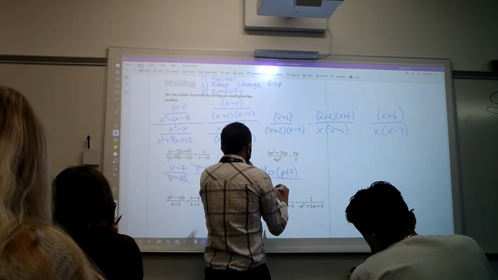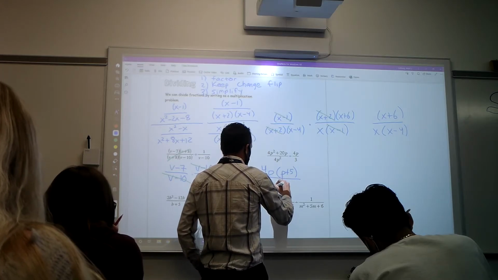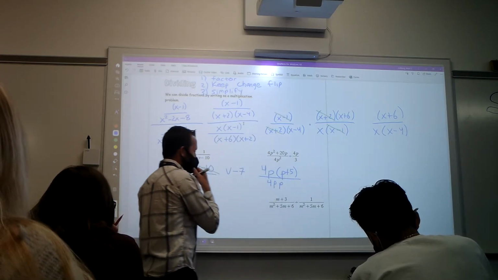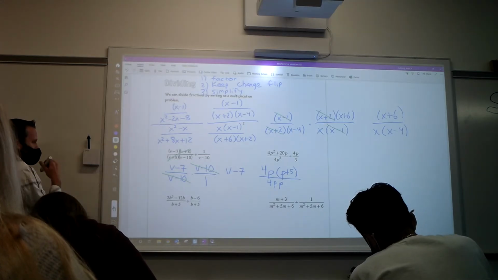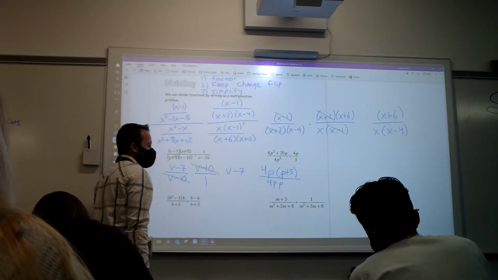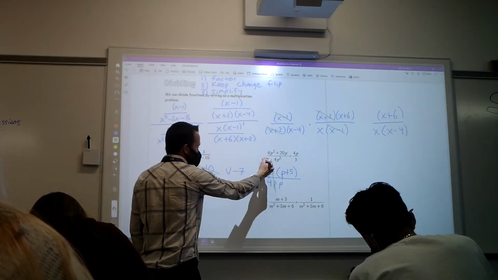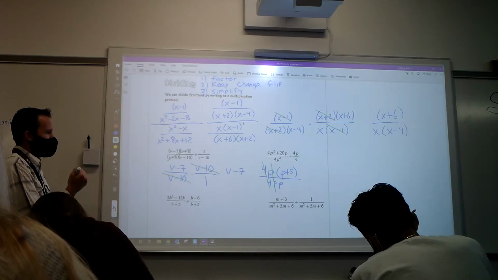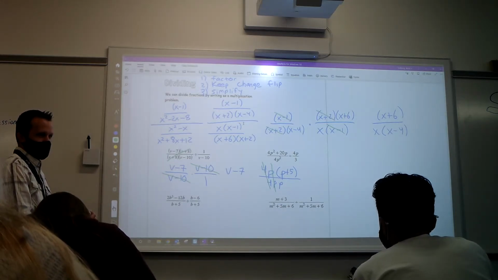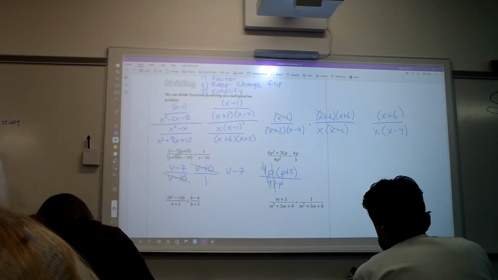And then down here I have 4p squared. I'm going to write that as 4 times p times p, because p squared is just p times p. Why am I writing it out like that, guys? Yeah, thanks, Allie. I cross out a 4 and cross out a p, so that's just p plus 5 over p. You okay with that so far?